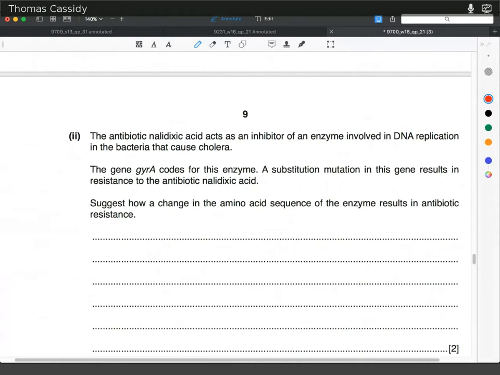So 2 marks, so you don't need to include absolutely everything. You can get a mark from just saying that because this polypeptide chain is now different, the tertiary structure has folded differently. That's 1 mark. Easy, that's halfway there. Then just go on and say that the enzyme's binding site is now different because it's changed shape, so it can't bind with the nalidixic acid. There you go. That's it. There's your 2 marks. That's all we need to say on that one.